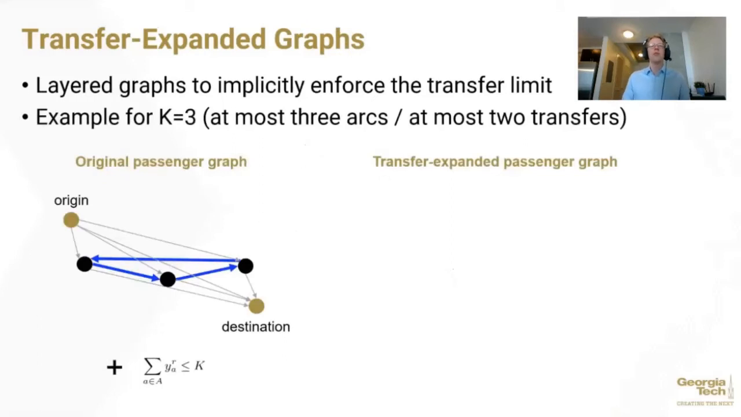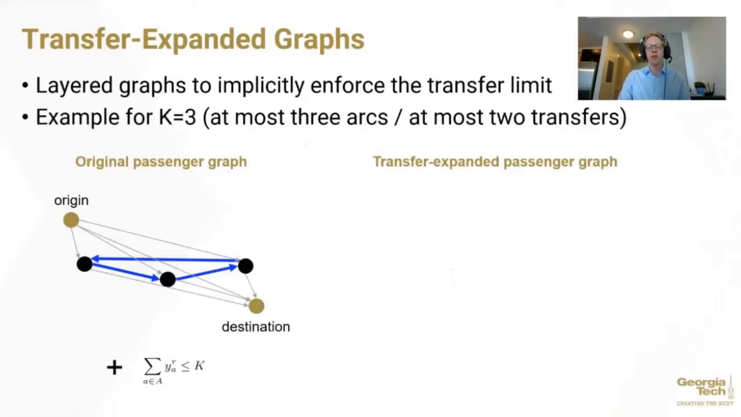Our solution to deal with this is transfer expanded graphs. Transfer expanded graphs are layered graphs to implicitly enforce the transfer limit. So we expand all the nodes for the different transfers, and that way we try to get rid of this explicit constraint. I'll demonstrate this with an example for case 3, which means at most 2 transfers.